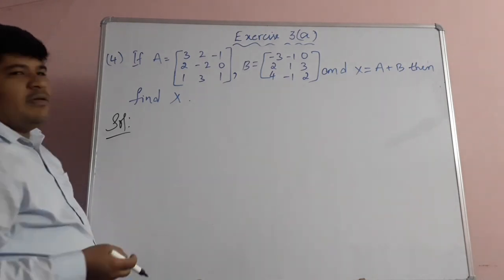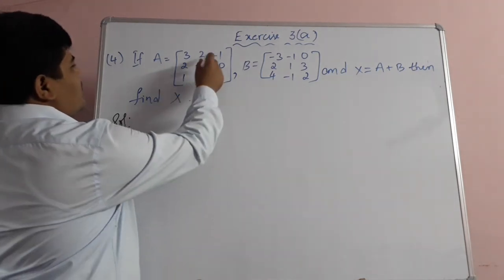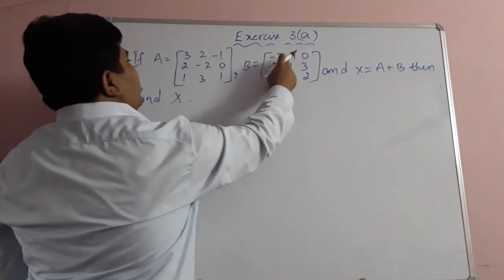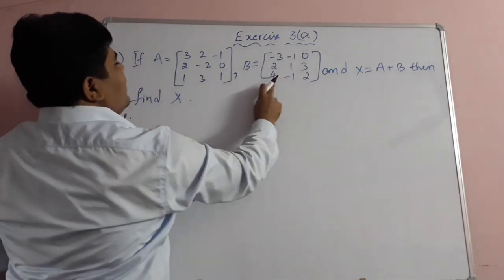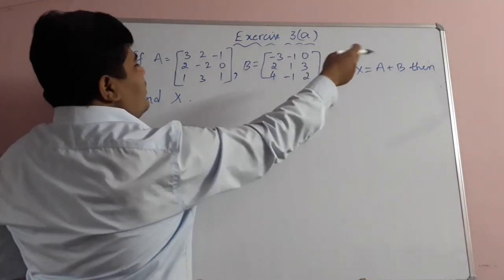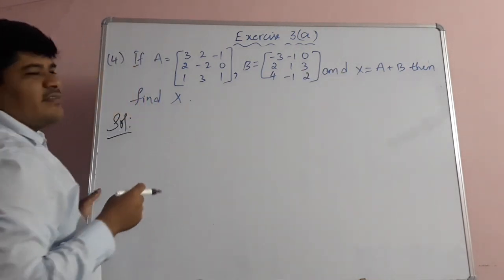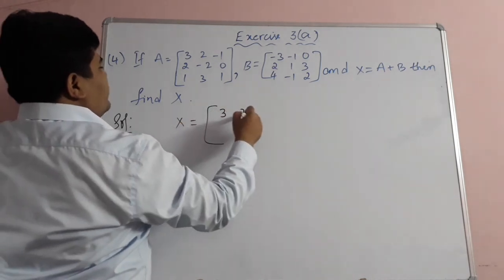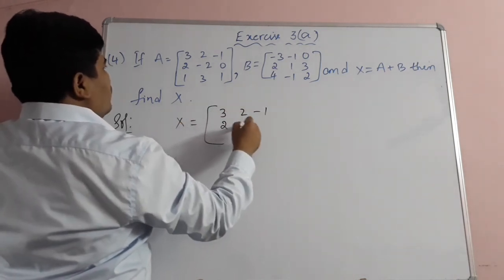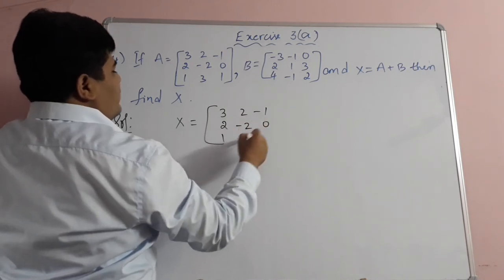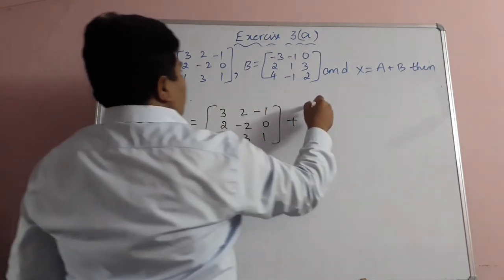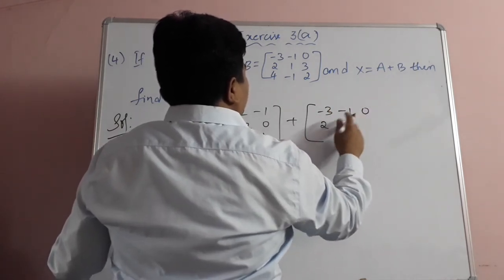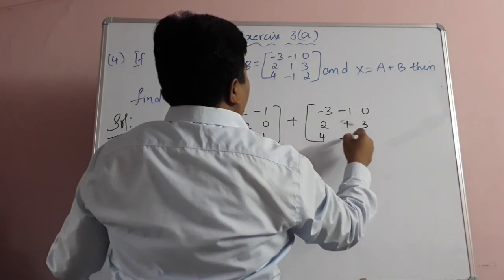Now let's see problem number 4. A is equal to 3, 2, minus 1, 2, minus 2, 0, 1, 3, 1. B is equal to minus 3, minus 1, 0, 2, 3, 1, 4, minus 1, 2. And X is equal to A plus B. Then find X. Very simple, children. So X is equal to 3, 2, minus 1, 2, minus 2, 0, 1, 3, 1, plus minus 3, minus 1, 0, 2, 3, 1, 4, minus 1, 2.